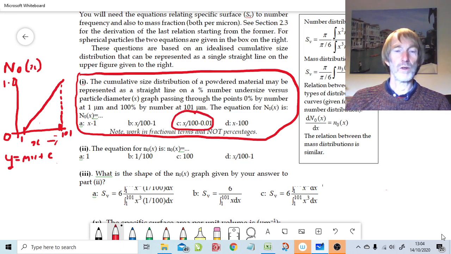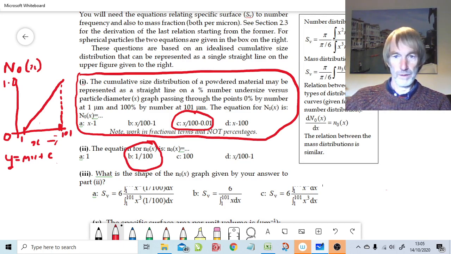If you put in 101 there, you get 1.01 minus that value there gives you a value of n naught x of 1.00. If you put in 1, then that's 0.01 minus 0.01 gives you a value of 0. So it gives us our correct limits, and it's got the right delta y values. So that, by inspection, is our equation for big uppercase N naught x. Now we need to differentiate that to get the lowercase n naught x. That's nice and straightforward because we just drop the x. So that is our equation for little n naught x, lowercase n naught x.